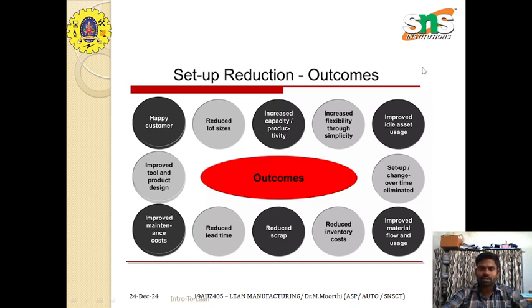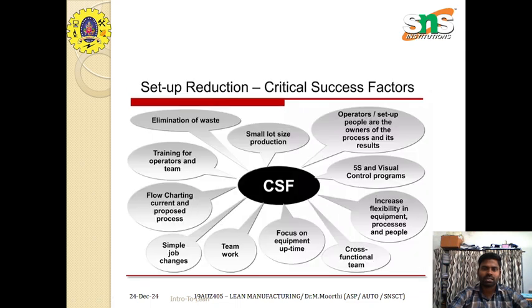The ultimate aim is, you see here the second point is the reduced lot size. Reduced lot size means ultimately we have reduced inventory cost. By minimizing the inventory, ultimately we have reduced cost through the inventory, and improved material flow and usage. These are the major outcomes of the setup reduction.